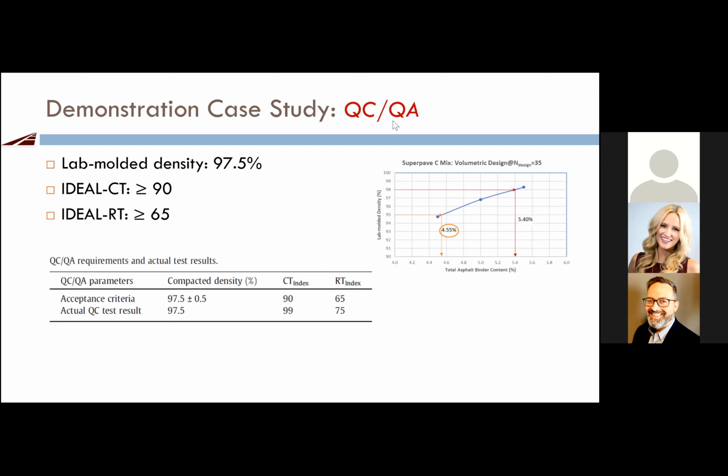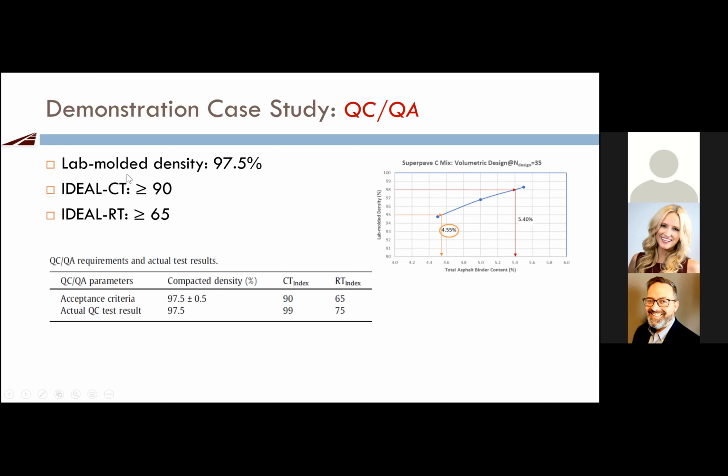Then for the QC/QA process, these are 3 control parameters. The lab mold density is 97.5. So how can we get the 97.5? Look here. I choose 5.2 here. At this 5.2 asphalt content, you go up, and you get 97.5 just right here. So we're really connecting our volumetric design information and also the CT requirement for performance evaluation. The criteria: CT is 90, RT is 65.